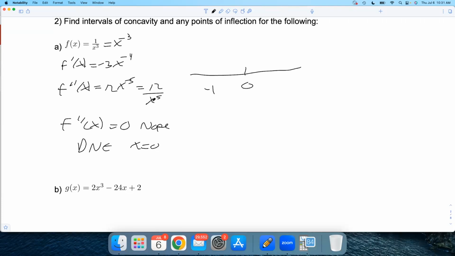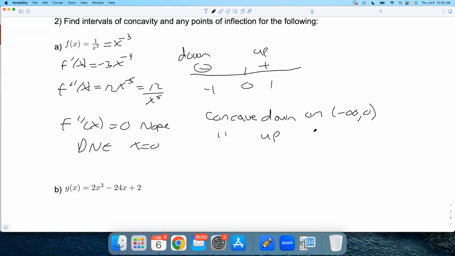All right, we can see pretty quickly, you plug in any negative value here, say -1, and -1 to the 5th power is a negative. We're going to get a negative, which means we're concave down. And you plug in any positive number, say 1, you're going to get a positive, so concave up. So this function is concave down on the interval -infinity to 0, always parentheses on all of our increasing, decreasing, and concavity. And then we're concave up from 0 to infinity.